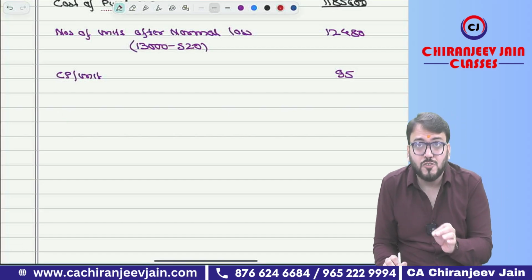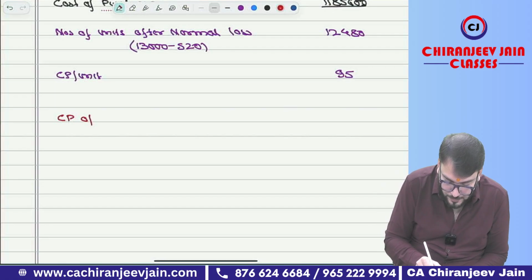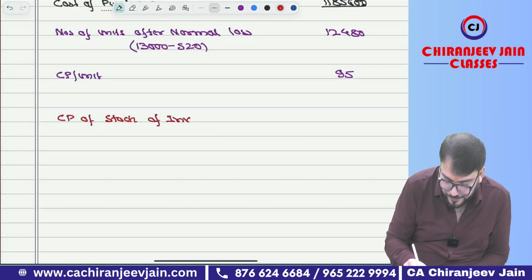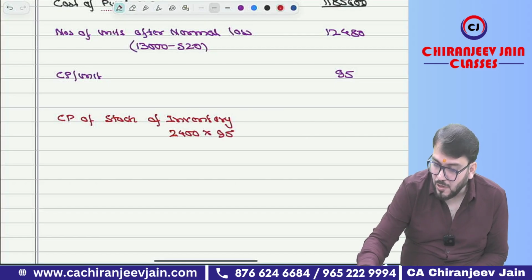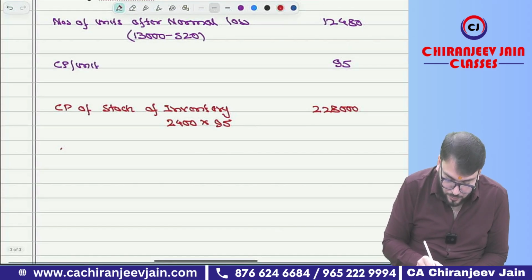Now they have asked you to find out the cost price of inventory. So let us find out. What is the cost price of stock of inventory? So how much inventory is left? The inventory left was 2,400 into 95. So 2,400 into 95 is equal to 2,28,000.